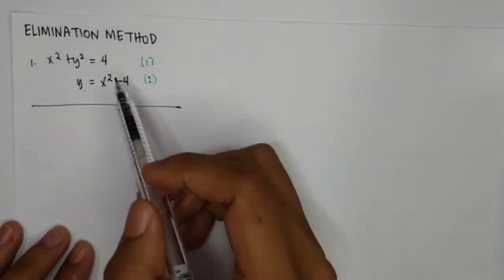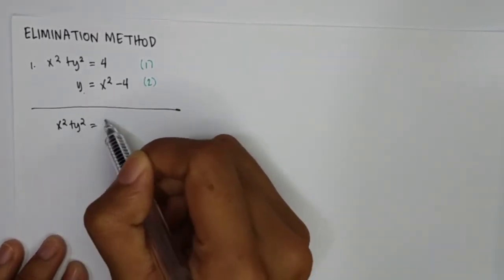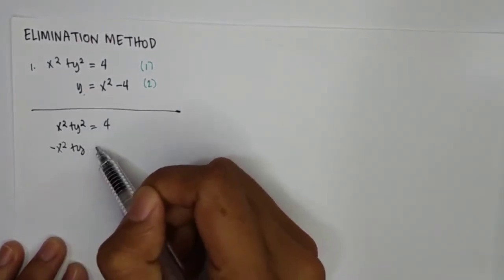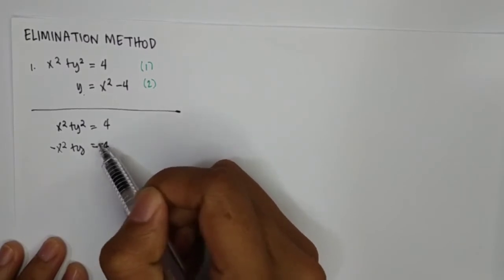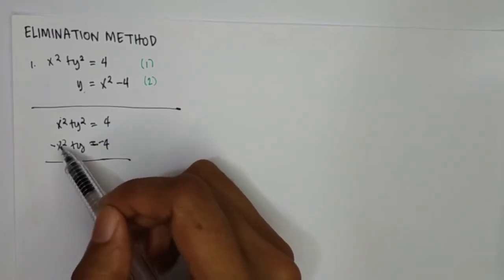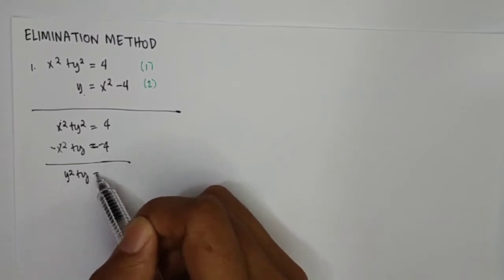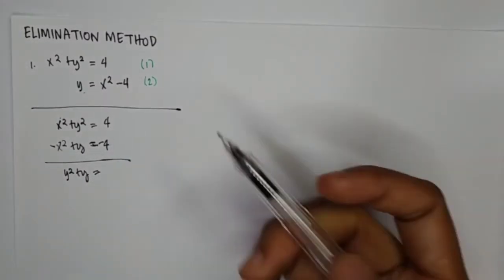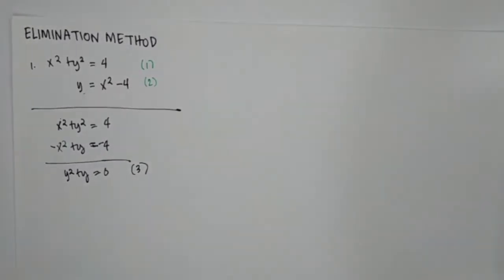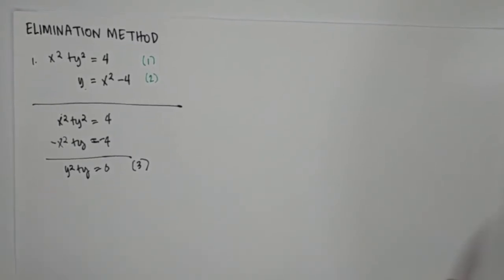Okay, so paano siya i-eliminate? We're going to transpose itong x squared sa kabilang side. So we have x squared plus y squared is equal to 4, and negative x squared plus y minus 4 is equal to negative 4. Now x squared plus negative x squared is 0. So we copy y squared plus y is equal to 4 minus 4, that is 0. So this will be now our third equation. Again, can you take note of our third equation? We have here y squared plus y is equal to 0.